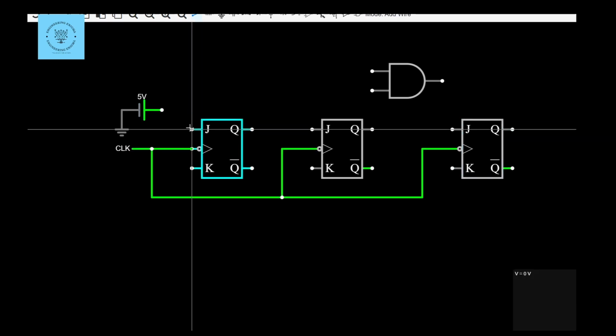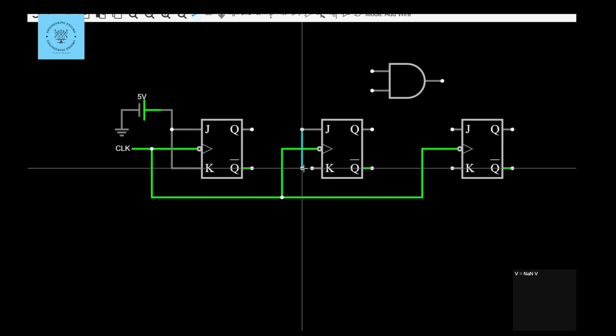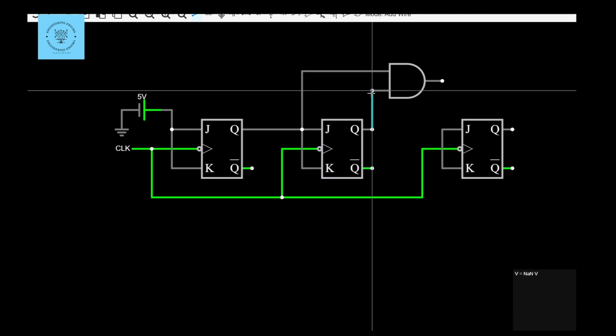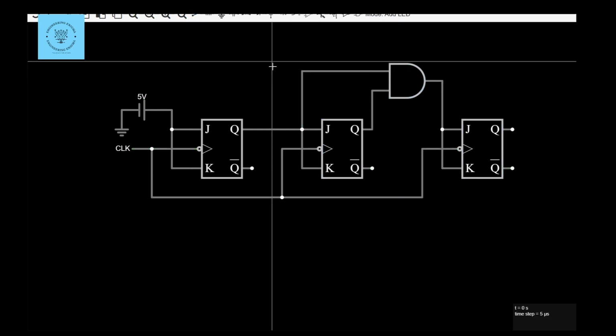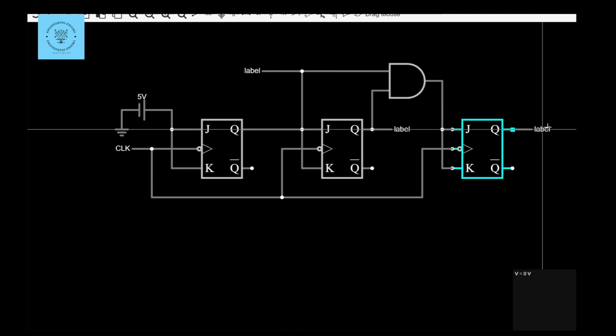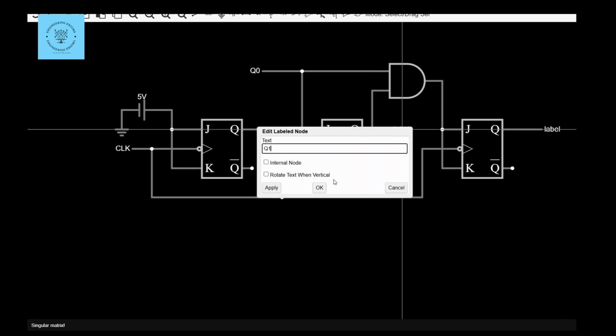The AND gate is used to reset the counter value back to 000. The outputs of the flip-flops are connected to the inputs of the AND gate. When the required output combination becomes high, the AND gate output also becomes high. This signal is connected to the reset input of the flip-flops. Because of this, all flip-flops immediately reset and the counter value returns back to 000. This allows the counter to continuously repeat the counting sequence again and again.